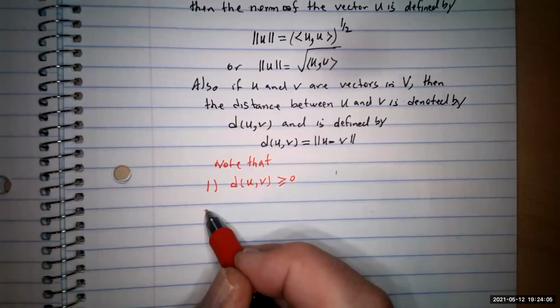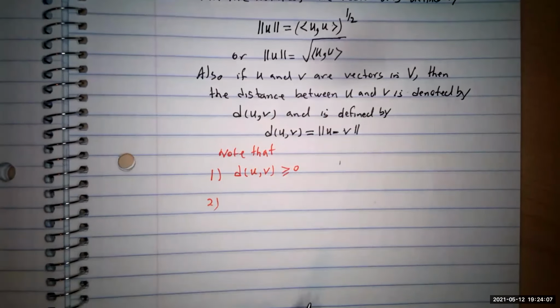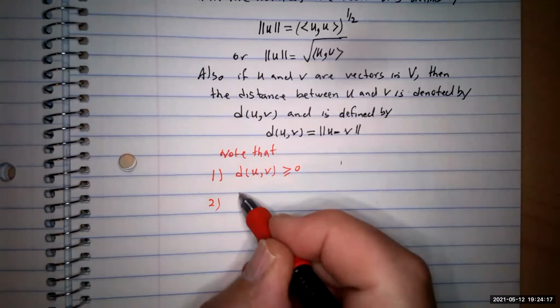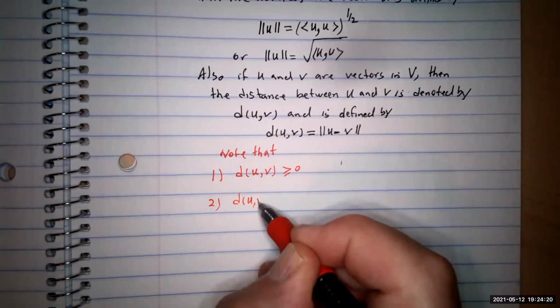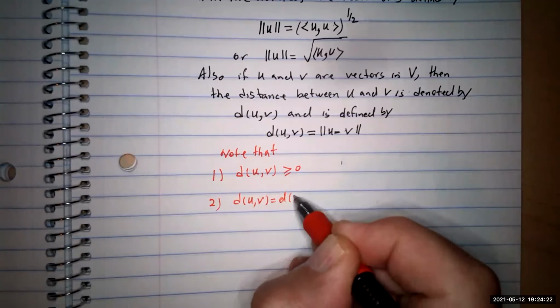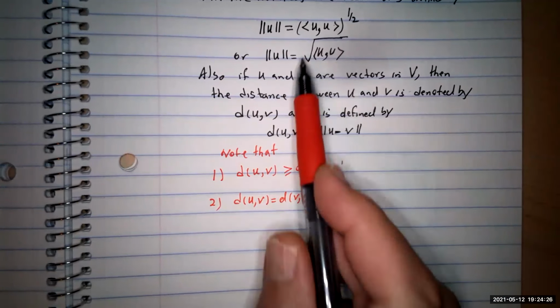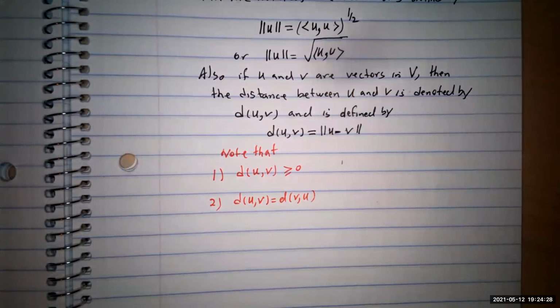The other one is that the distance is symmetric. This means the distance from here to San Diego is 35 miles, and the distance from San Diego to here is 35 miles. So the distance between u and v is the same as the distance between v and u. Again, this is the norm, this is the inner product, so we get it right away.